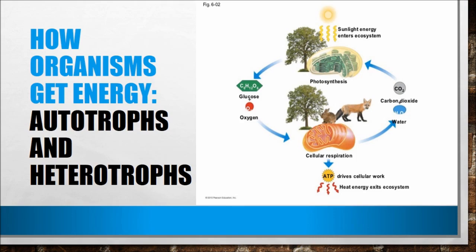And organisms which use ready-made food are called heterotrophs. In this picture, these rabbits, for example, are heterotrophs. Heterotrophs are organisms which eat plants, or which eat organisms that eat autotrophic organisms.